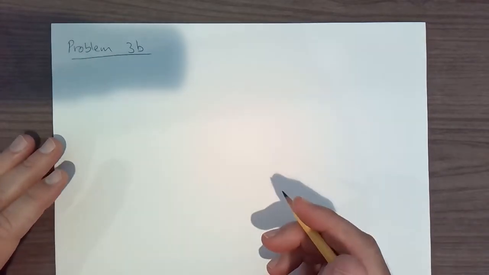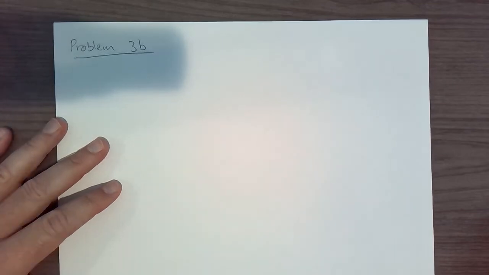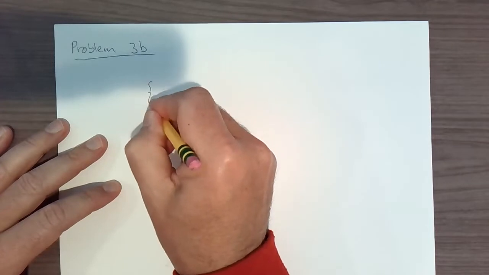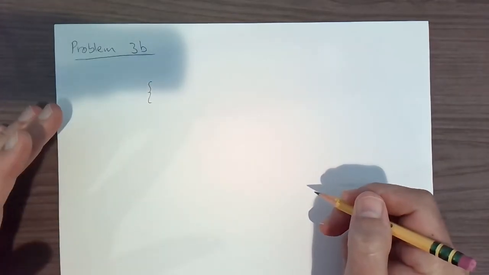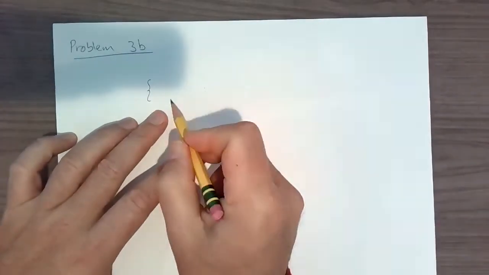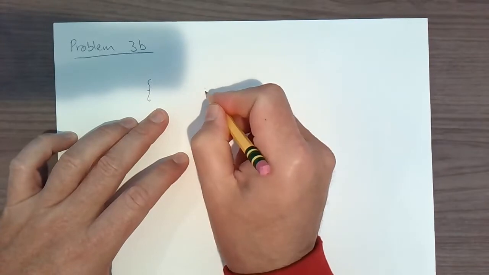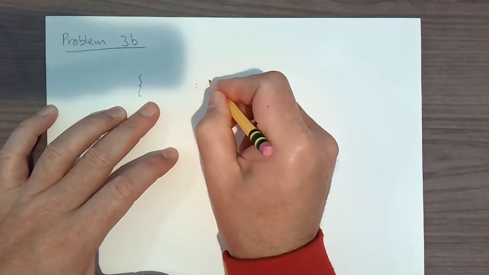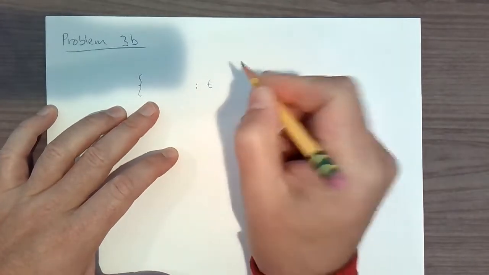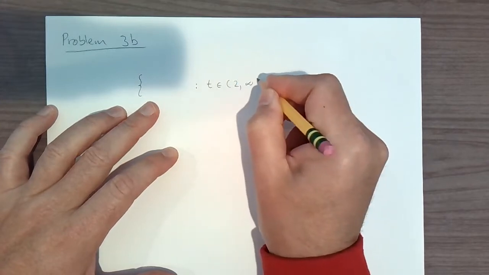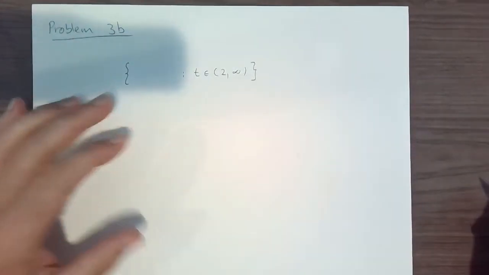So 3B, this is about infima and suprema, and it says you consider a set. So you'll have points such that. I'm not going to write here because I'm trying to get across how I would read the problem. So you'll write something in here, and then you have your t. In this particular case, the variable is called t, and t belongs to the interval 0 to infinity.